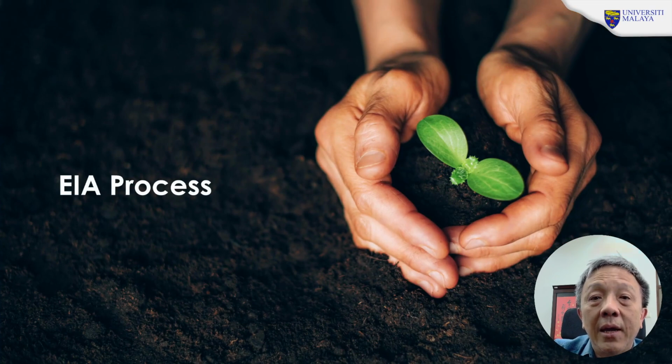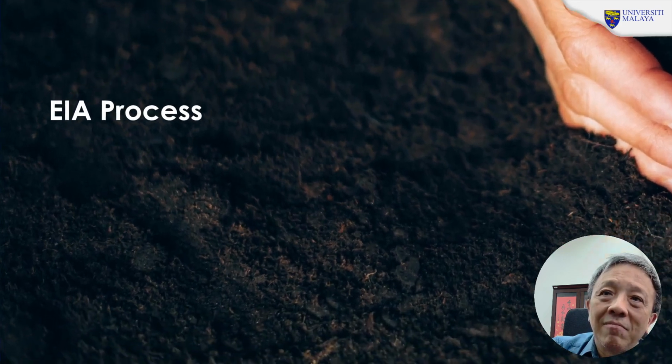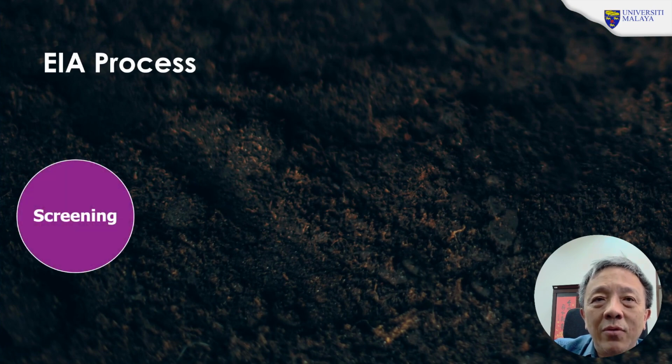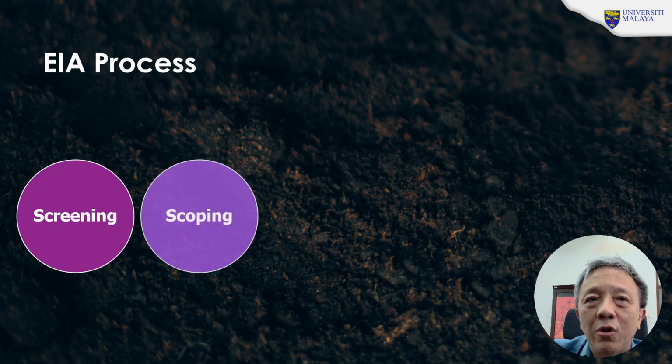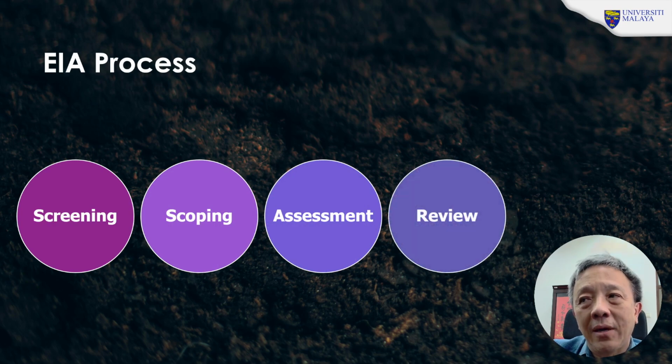The EIA process. Now we will discuss the environmental impact assessment process before we delve into the health impact assessment. The environmental impact assessment process consists of 5 main stages: screening, scoping, assessment, review, and decision making.